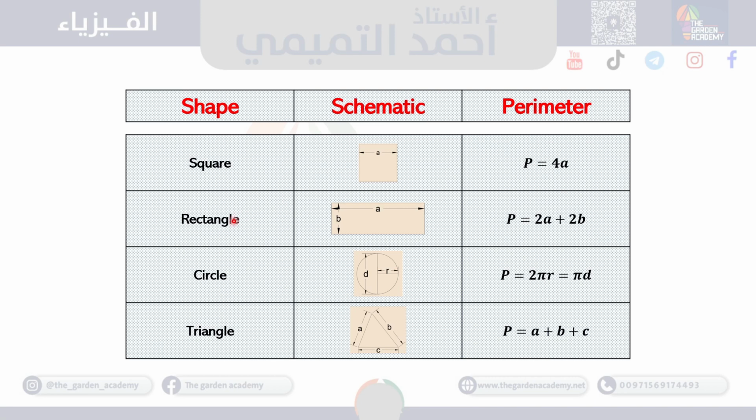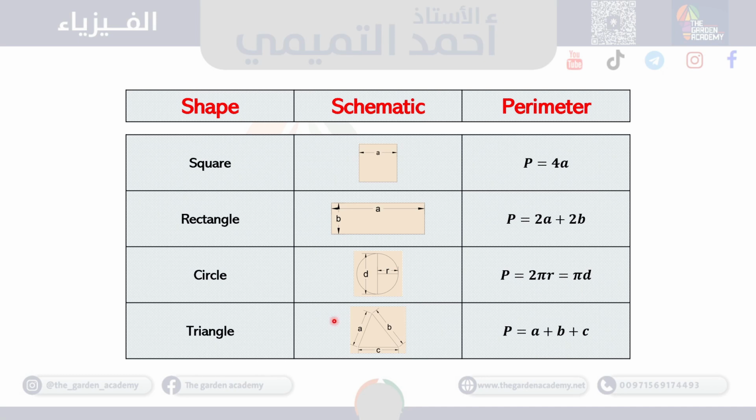What about the rectangle? It's equal to 2A plus 2B, which is A plus B plus A plus B, also equivalent to 2A plus 2B. Sometimes we can write it down as 2 times the bracket A plus B, which is basically the same. Then we go to a circle. If we want to find the perimeter, or sometimes we also call it the circumference of a circle, it's equal to 2 pi r or pi times d.